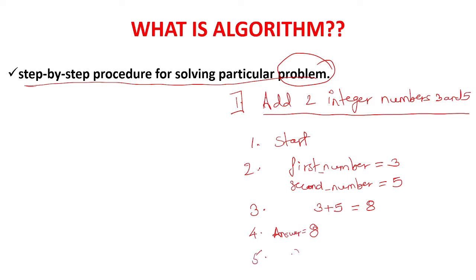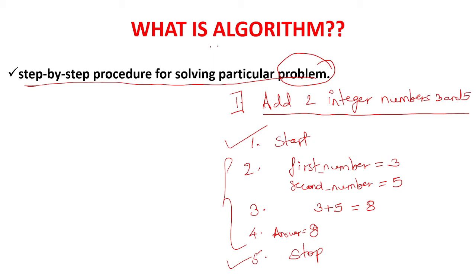And last step is stop. Once I get the answer, I need to stop it because algorithm is over. I have written the step-by-step procedure to solve the problem. So first step is start and the last step is stop. And in between you have to write all the computational steps. First to read the numbers, then add those numbers and then the answer you have to show. So this is called as algorithm. Now this algorithm has 5 steps.